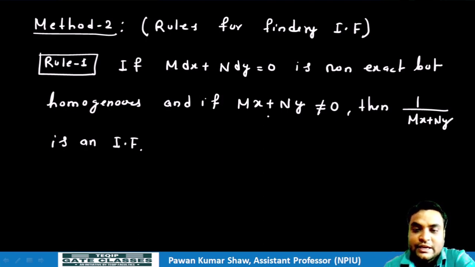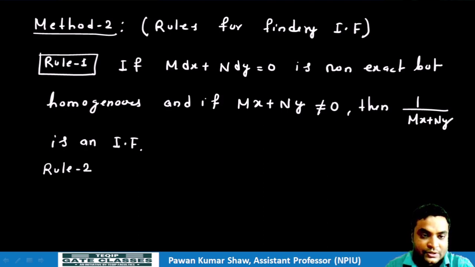In that case, Mx plus Ny, if it is not equal to 0, then 1 by Mx plus Ny will be our integrating factor. This is rule number 1. When the differential coefficients are homogeneous and both functions M and N contain the same degree, the integrating factor will be 1 by Mx plus Ny. This is our rule 1, or type 1. Okay, next, rule 2.